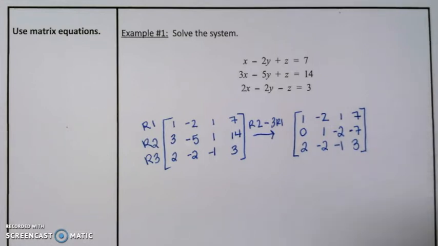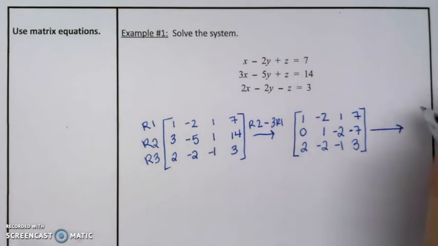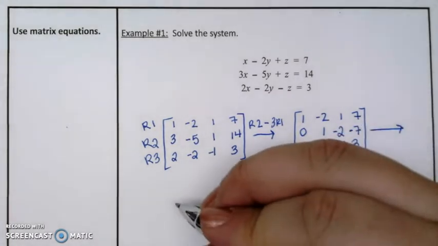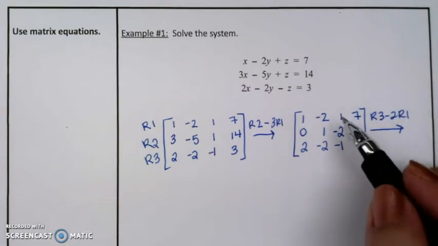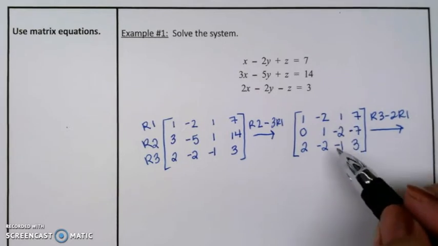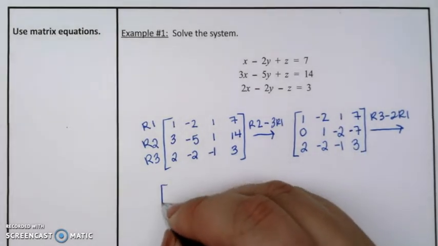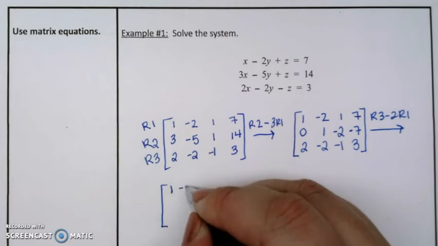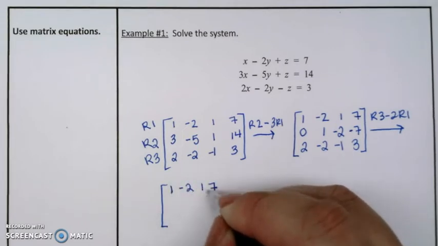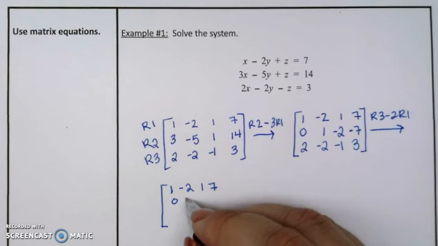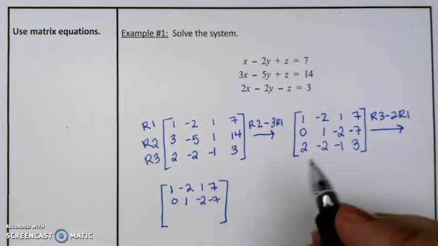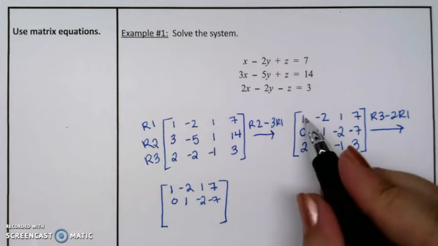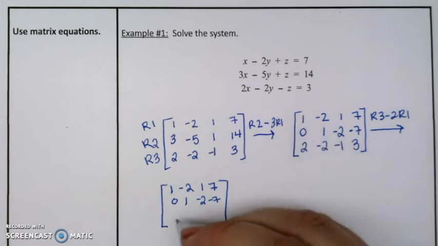The next operation I'm going to do, I'm going to write it up here, but I'll do the operation down here. So row 3 minus 2 times row 1. So again, rows 1 and 2 are now staying the same, and row 3 is the only thing that's changing. So 1, -2, 1, 7, 0, 1, -2, -7. Row 3 minus 2 times row 1. So 2 minus 2 is 0.